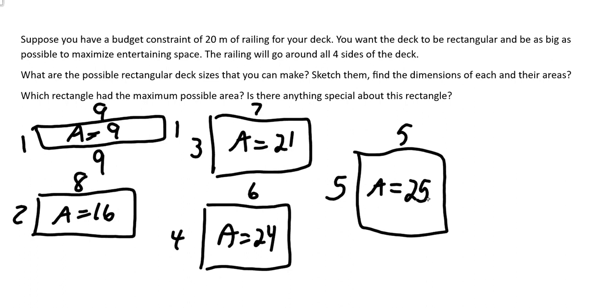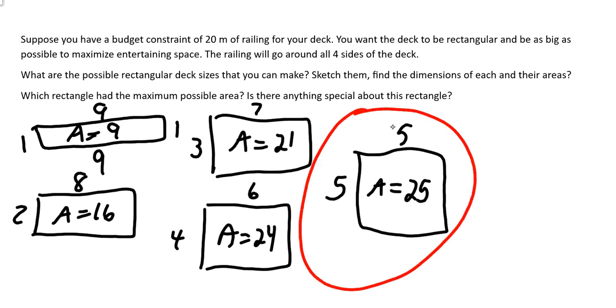So when we look at these 5 possible decks, and this is all that we can make with a perimeter of 20 if we keep our side lengths whole numbers, which one has the biggest area? The one that has the biggest area is right here. And what is special about this particular rectangle? Well, this particular rectangle is special because it's a square.